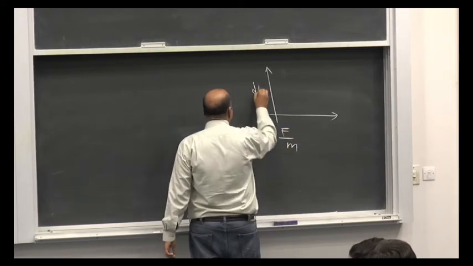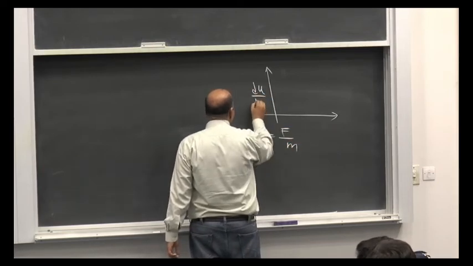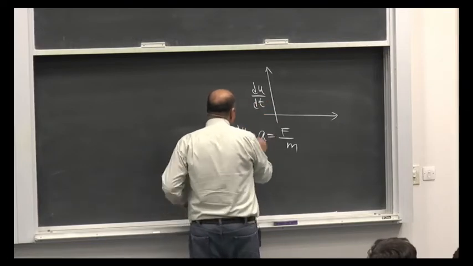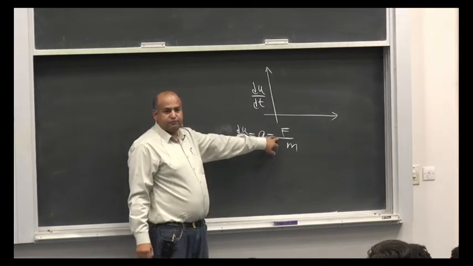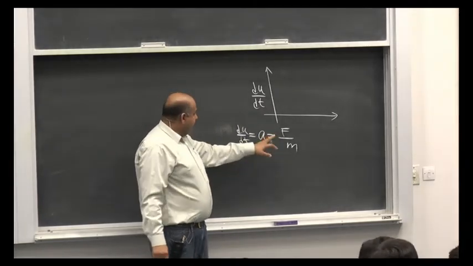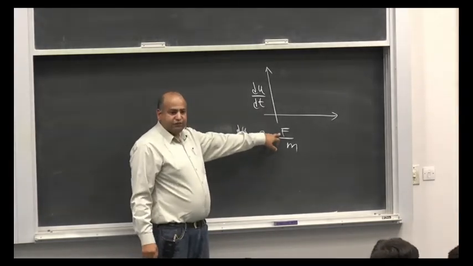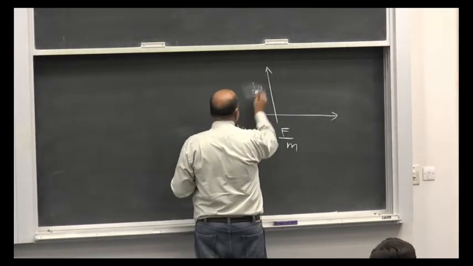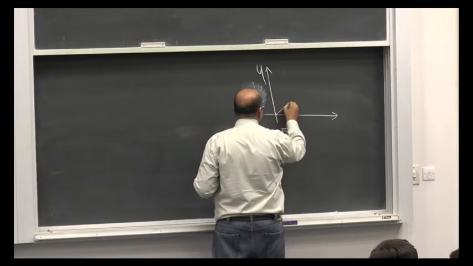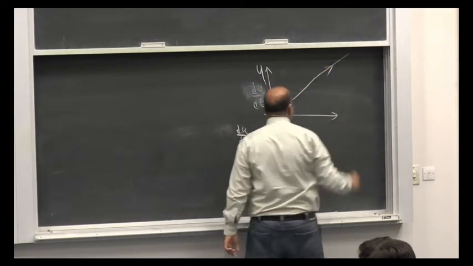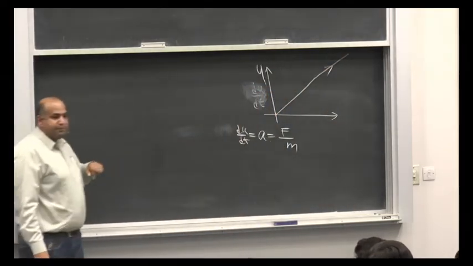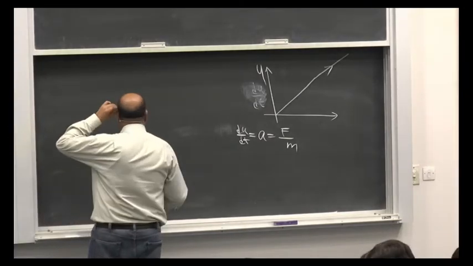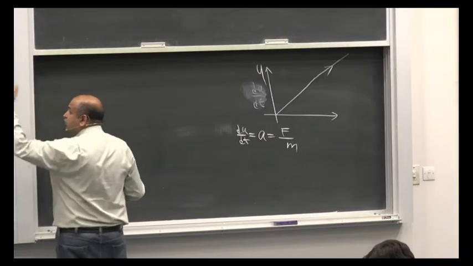So if I plot du by dt, this is proportional to F. And as long as there is an F, du by dt would be there. So if I plot u, the speed will continue to increase. But let's see what happens in the relativistic case. For that, to find du by dt, let me go to this formula.